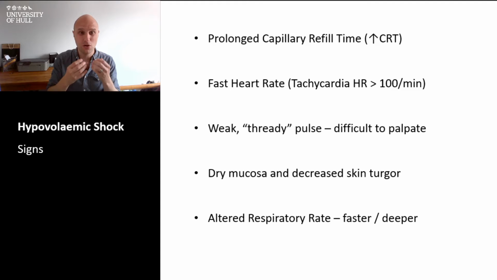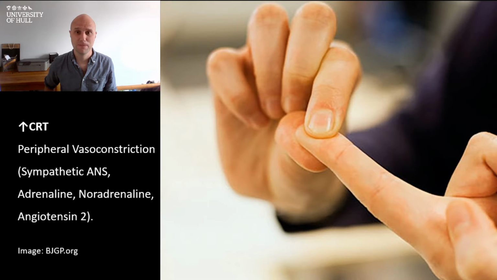They might have very dry mucosa or reduced turgor, so the skin doesn't spring back in quite the same way when we're assessing our patient. And they may also have a change in their respiratory rate, so they might breathe faster or deeper, in the case of patients with a diabetic emergency.